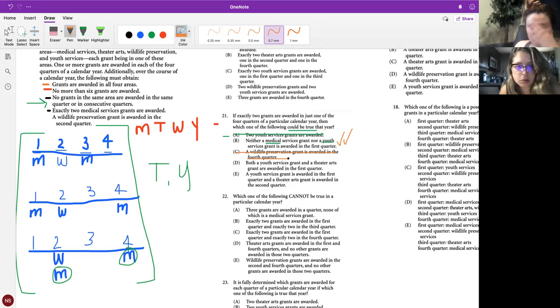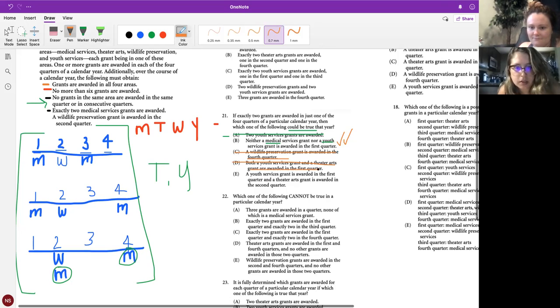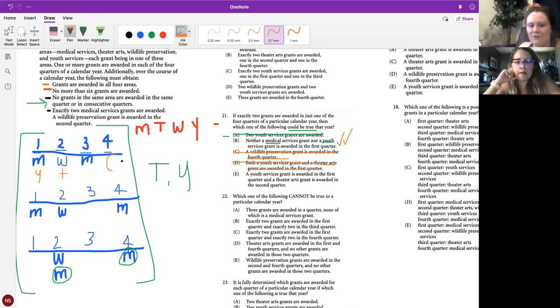Both Y and T are awarded in the first quarter. No, because then you violate the rule of one in every quarter. Yeah. And then Y is awarded in the first quarter and T in the second. No, because then that would force M to be next to each other. Yeah, we need to put Y separate. In world one, if we put Y and T, we would have no one in 4. Y and T here, we would have no one in 3. Nobody in 3. Yeah, the answer is going to be B.